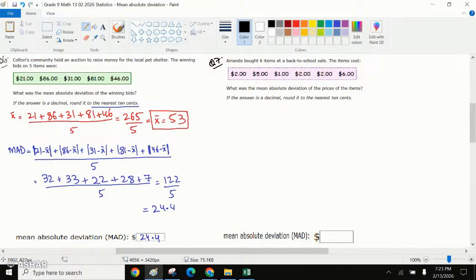So first thing first, we find the mean. Mean would be 2 plus 5 plus 1 plus 2 plus 2 plus 6. How many values were there? 1, 2, 3, 4, 5, and 6. 2 plus 5 is 7. 7 plus 1 is 8. 8 plus 2 is 10. 10 plus 2 is 12. 12 plus 6 is 18 divided by 6. It comes out to be 3. The mean price of the purchase comes out to be 3. Mean or the average.